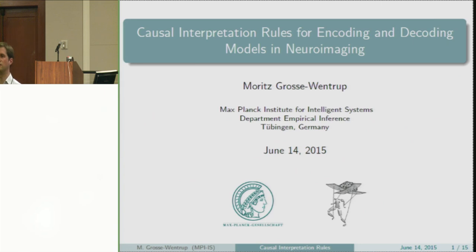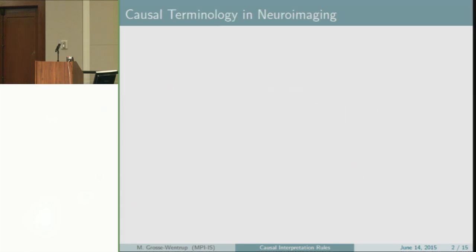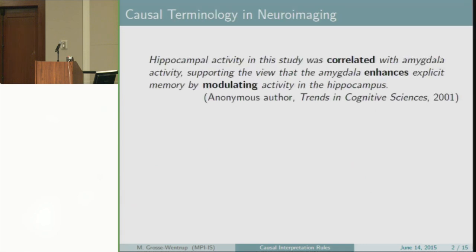So when I say interpretation rules, I think the first thing that we need to address is what sort of interpretation rules neuroimaging people really want to have? You know, there are different ways to interpret models. So I would like to start by taking a look at some quotes. Here's a quote from Trends in Cognitive Sciences in 2001, where the author writes, "Hippocampal activity in this study was correlated with amygdala activity, supporting the view that the amygdala enhances explicit memory by modulating activity in the hippocampus."